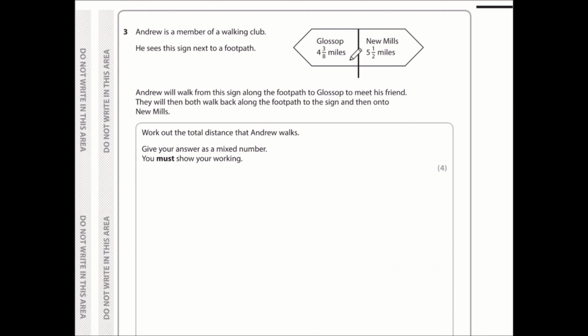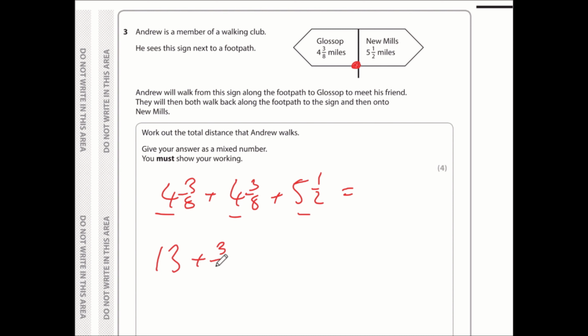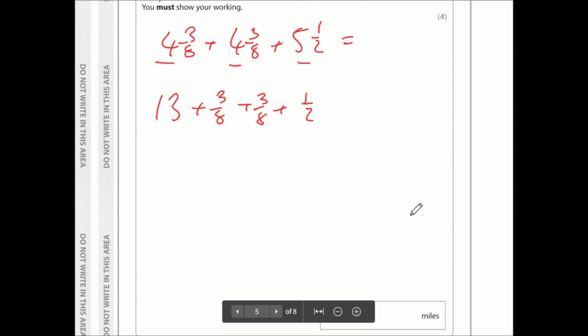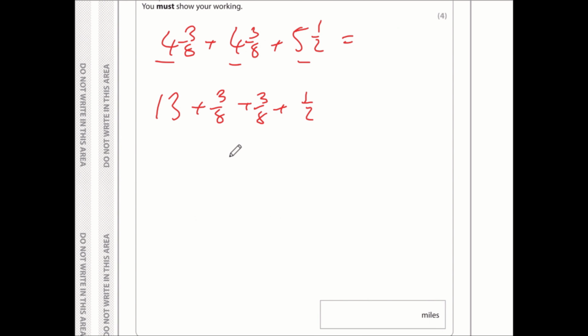Okay, so for this question we know that Andrew is at this point here and he's going to Glossop, then he's coming back and then going to New Mills. So it's 4 3/8 plus 4 3/8 plus 5 1/2. So let's just add up the whole numbers. 4 plus 4 is 8, plus 5 is 13, so that's 13, plus 3/8 plus 3/8 plus 1/2. Now 3/8 plus 3/8 is 6/8, so that's 13, plus 6/8 plus 1/2.